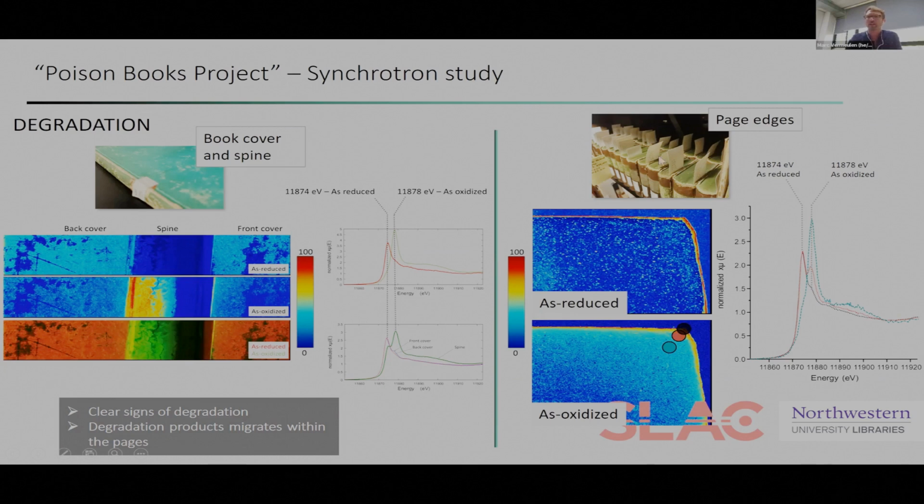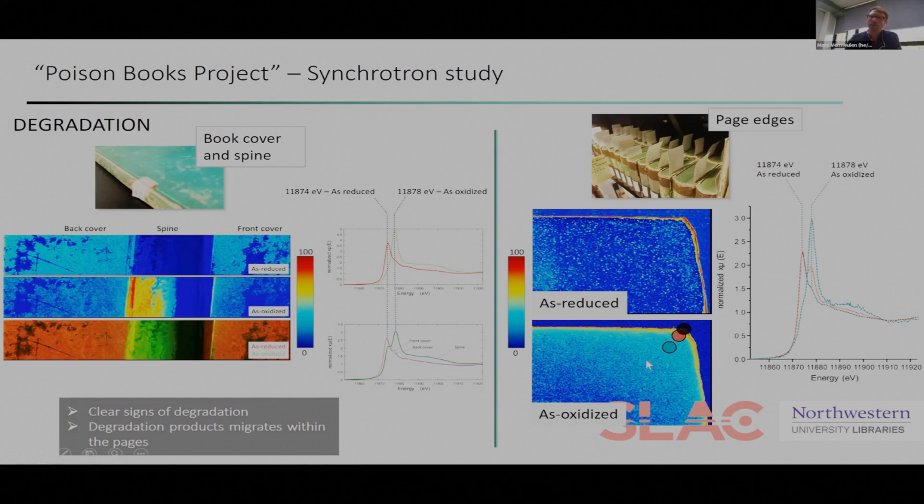But we also looked at the page edges. And so you can see, in the case of the page edges, we have also the same kind of images with the reduced, so the non-degraded pigment located at the edge, which does make sense with the green still being present. But then when we looked at the oxidized forms, we can see that you have a lot of oxidized pigment, so the degradation product, at the edges of the book, which does make sense.